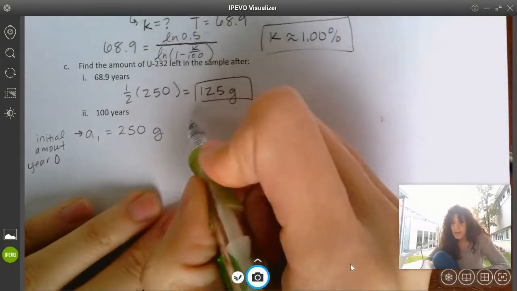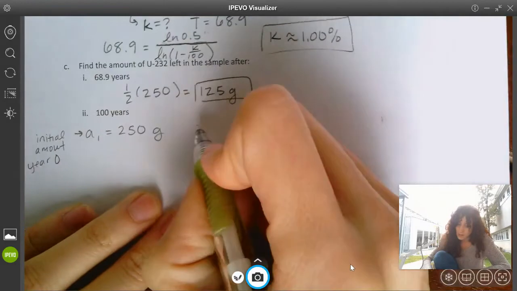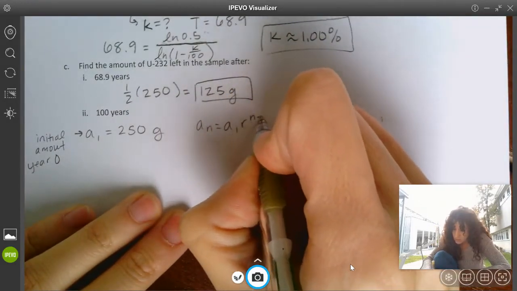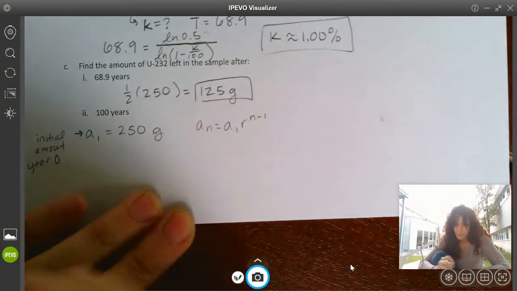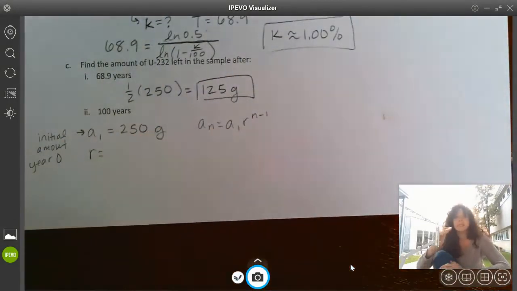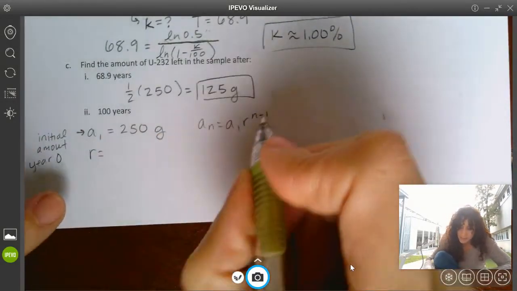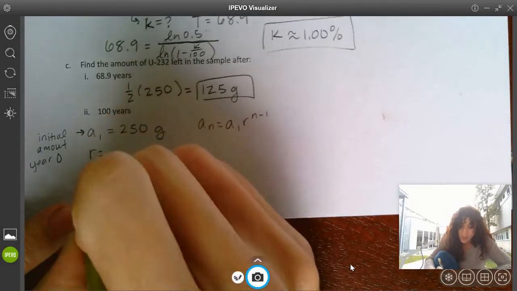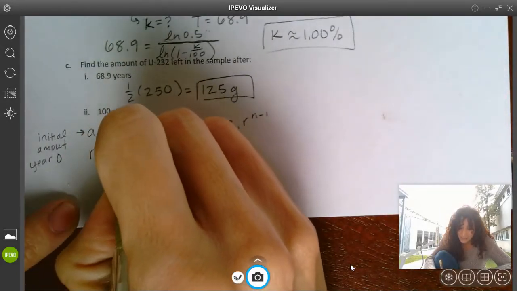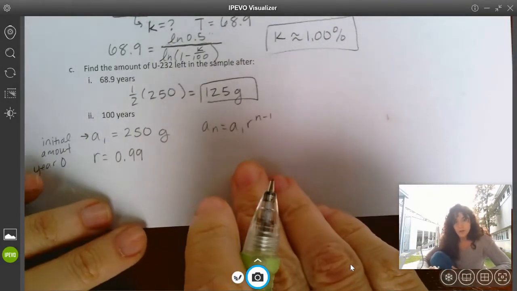Okay, maybe I write out the entire formula for a geometric sequence for me to kind of understand what's going on here. That's A sub n equals A sub 1 times r to the n minus 1. Okay, I have A sub 1. I can also figure out what my r is. If it's decreasing by 1% every year, then that means that every year it's 100% minus 1%. It's 99% of what it was the previous year every year.